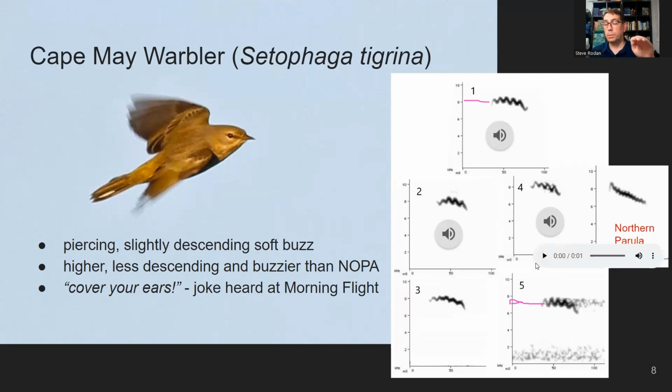This is the first call where we have a distinct, real descent in the call. And there's another species, which I'm going to talk about next time, that right about now is peak time, and that is northern parula.